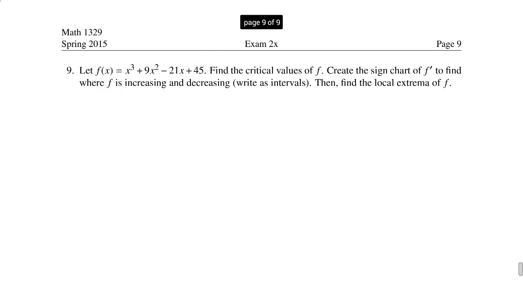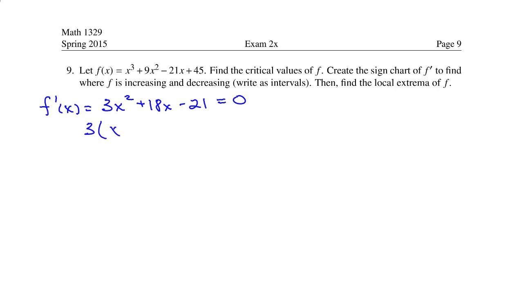Let's look at question 9. Given this function, find the critical values, create the sign chart, find where it's increasing and decreasing, and then find the local extrema. So first, let's take the derivative. So this would be 3x squared plus 18x minus 21. Set that equal to 0.